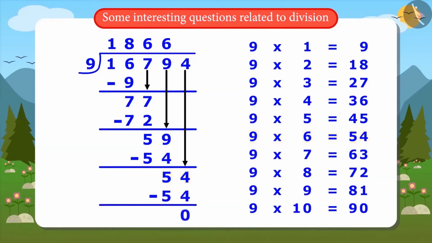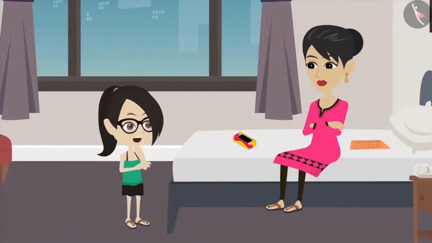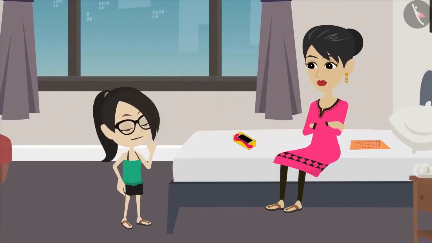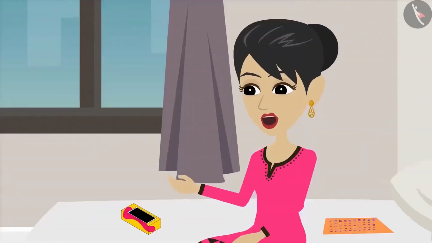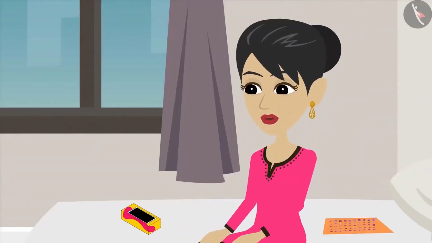Now the whole number is divided and the answer came 1,866. Mother, this means you have to pay 1,866 rupees for 9 months. Your answer seems correct, Vandana. Check it one more time and see it.